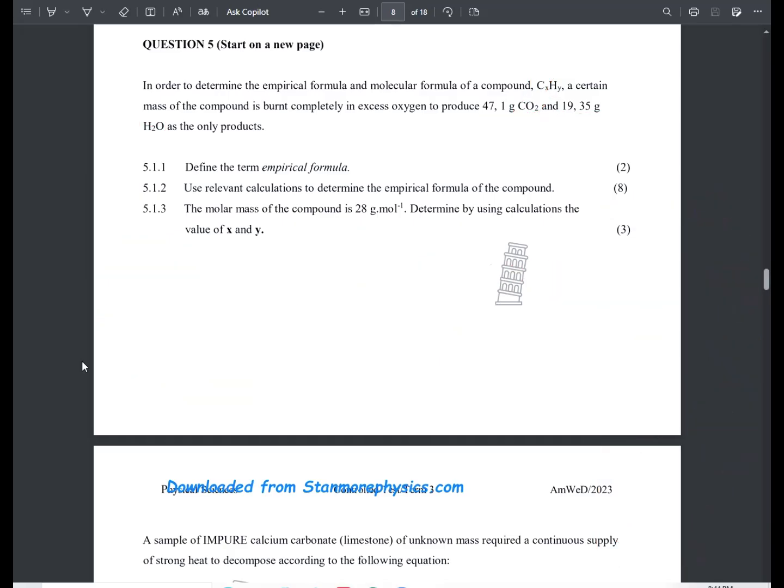Okay, then 5.1.3, they say the molar mass of the compound is 28 grams per mole, determine the values of X and Y. Now, obviously, what they're telling us here is that we must find the molecular formula of the compound, right? So we have the empirical formula is CH2. If we want to find the molecular formula, first we calculate the molar mass of the empirical formula. We say 12 plus 2 multiplied by 1, which is going to give us 14 grams per mole, right?